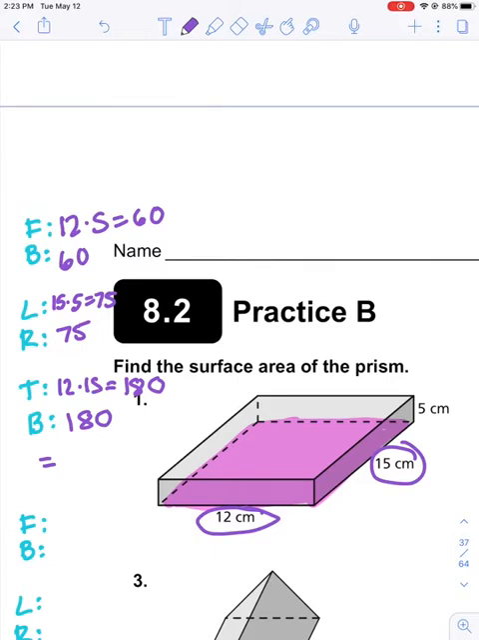So in the calculator, you could type 60 plus 60 plus 75 plus 75 plus 180 plus 180. It ends up being 630 centimeters squared. The unit for surface area is units squared. It's not volume. Volume's the only thing that has units cubed.